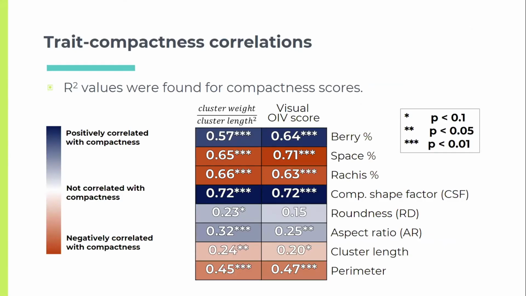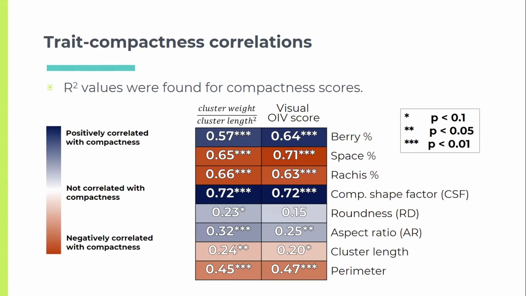What I've done now is take a simple correlation between these 2 measures of compactness and these various traits that were extracted from the segmented images. You can see their correlations here. These are R-squared values, so essentially, how much of the variation in cluster compactness is explained. There are both positive and negative correlations, and those top 4 are quite high, up to 72% of variation.